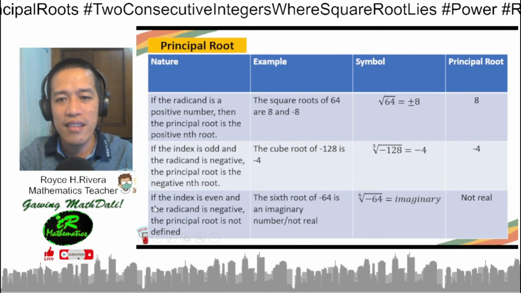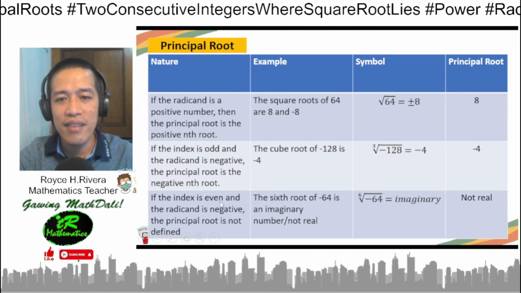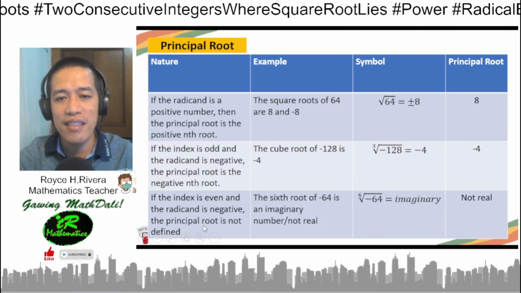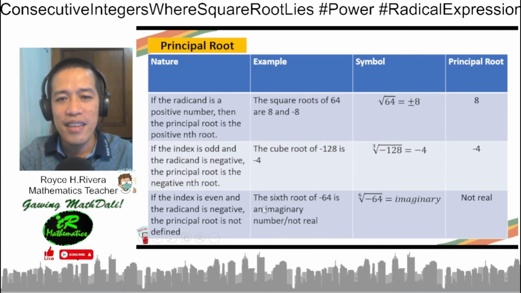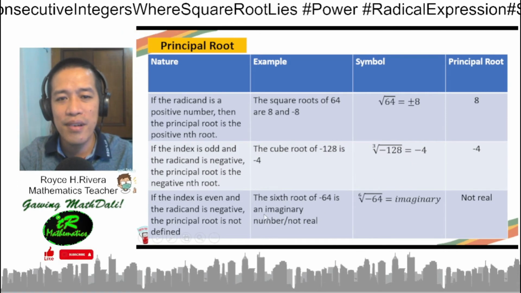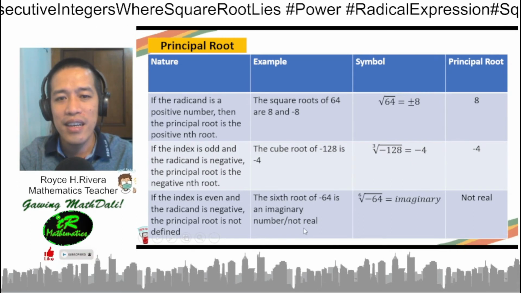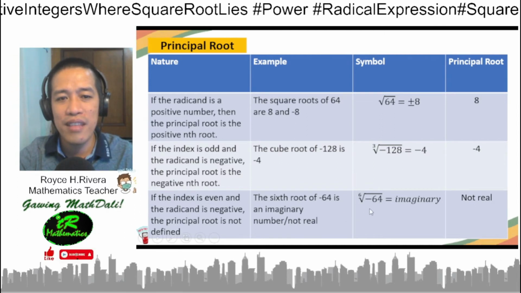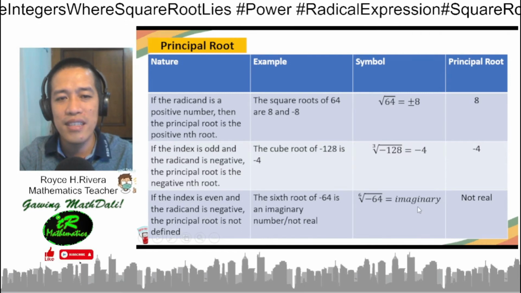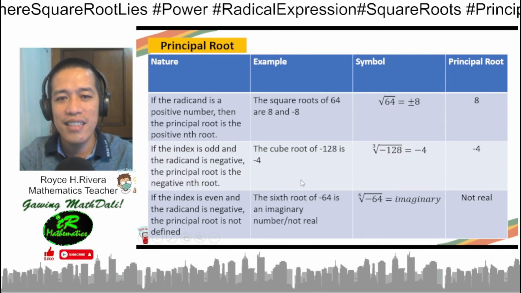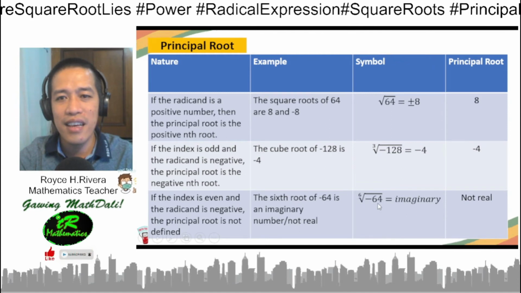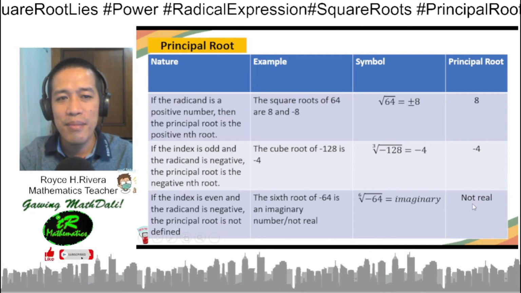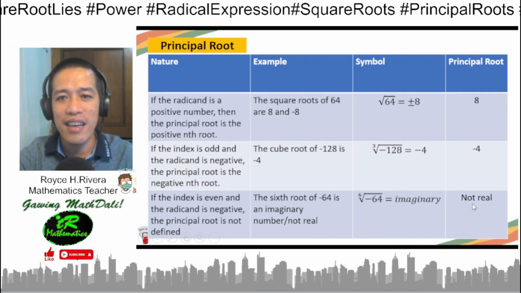And third, if the index is even and the radicand is negative, the principal root is not defined. Example, the 6th root of -64 is an imaginary number or not real. In symbol, the 6th root of -64 equals imaginary. The index is an even number and the radicand is a negative number. Then, the principal root is not real or imaginary.